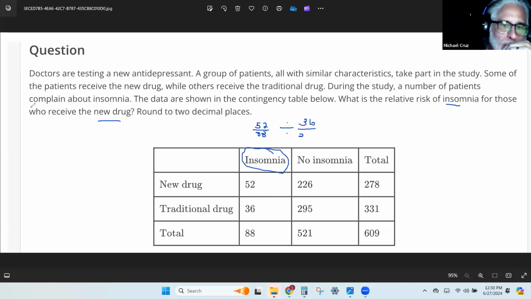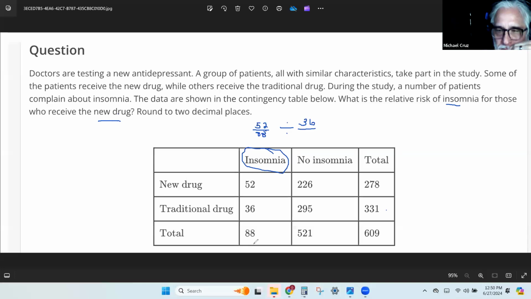All right. This is the part I want to make sure I got the denominator for this one correctly. So 52 over 88 is the probability of the insomnia people on the new drug. 52 over the total number of people who had insomnia. And we're comparing that against the traditional drug people who had insomnia.